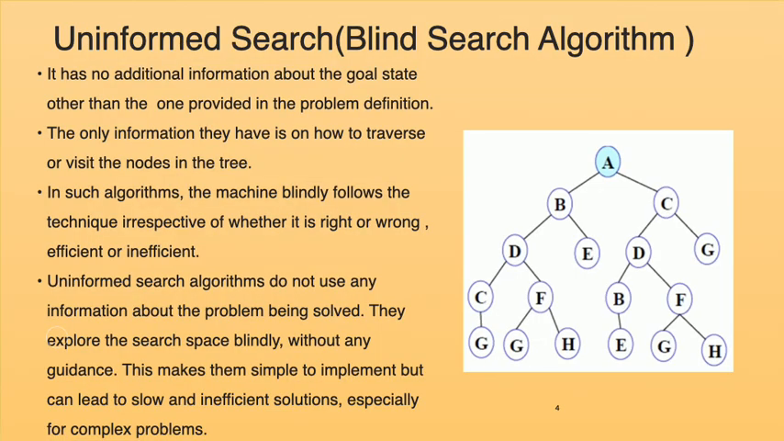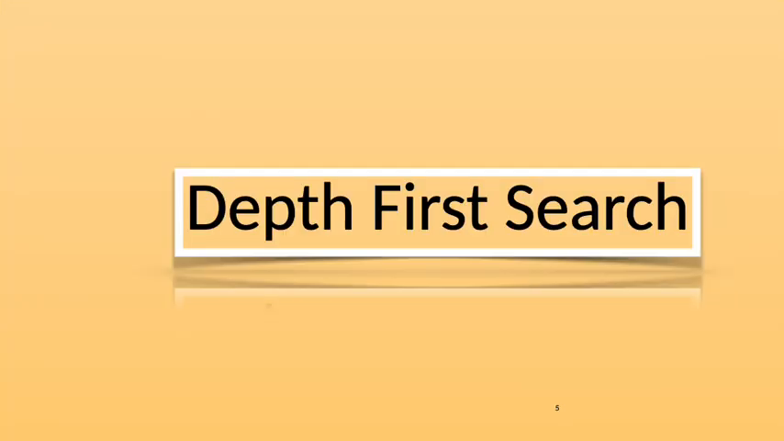Uninformed search, also called blind search algorithm, has no additional information about the goal state other than the one provided in the problem definition. The only information they have is on how to traverse and visit the nodes in the tree. In such algorithms, the machine blindly follows the technique irrespective of whether it's right or wrong, efficient or inefficient. Uninformed search algorithms do not use any information about the problem being solved. They explore the search space blindly without any guidance. This makes them simple to implement but leads to slow and inefficient solutions while solving complex problems.